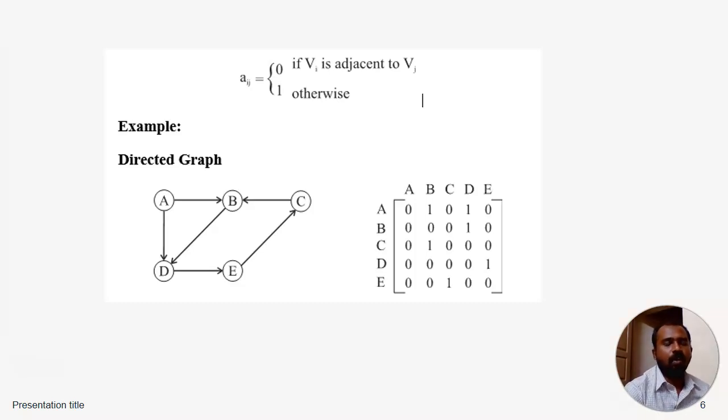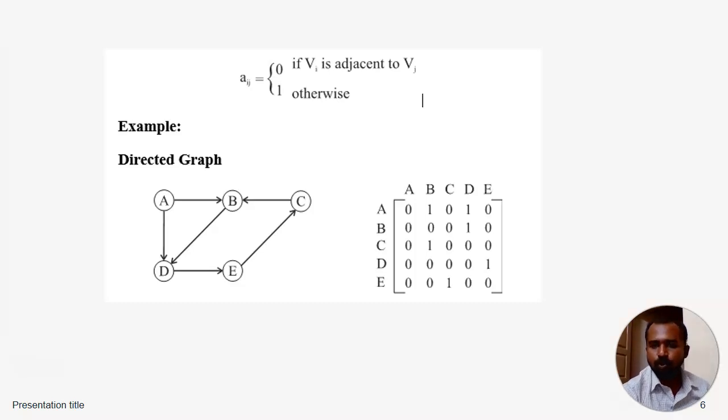B, what are the nodes visited from B? B is directed to D only, so only one node is visited. So B comma D is 1, and the remaining nodes are zeros. We have seen the pictures. B comma D is 1, remaining nodes are zeros. Zero means the node is not traversed. Only one node is traversed at a time.